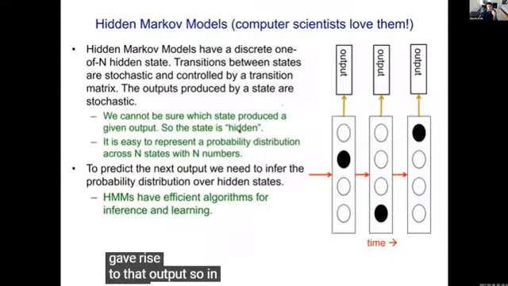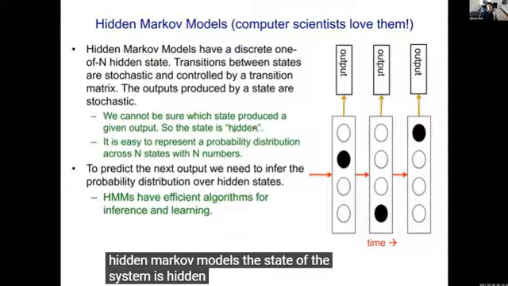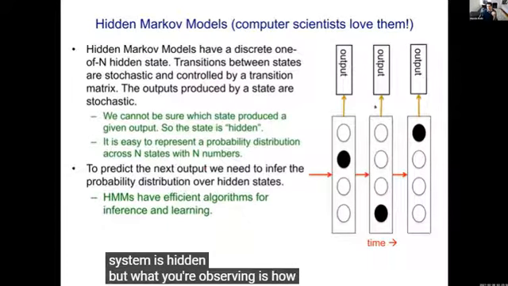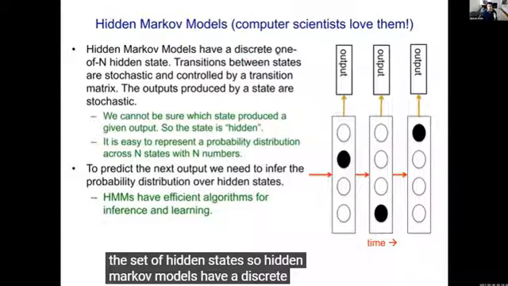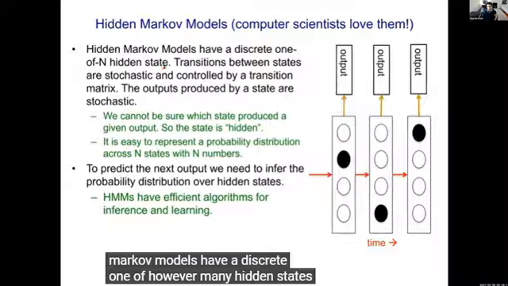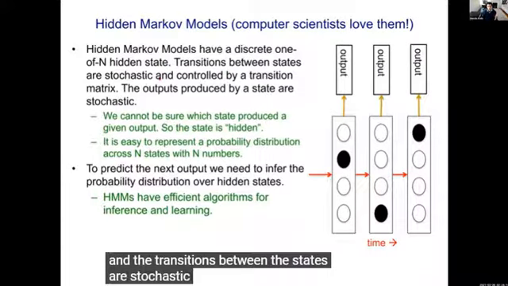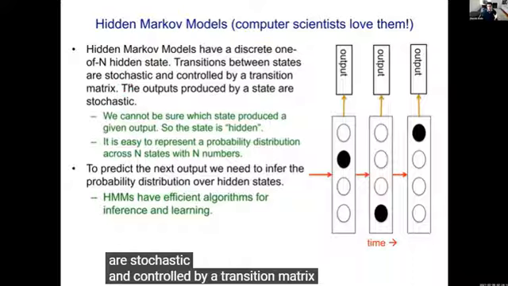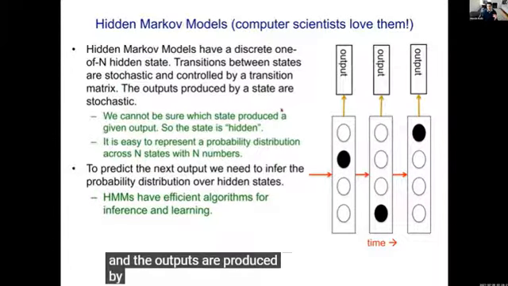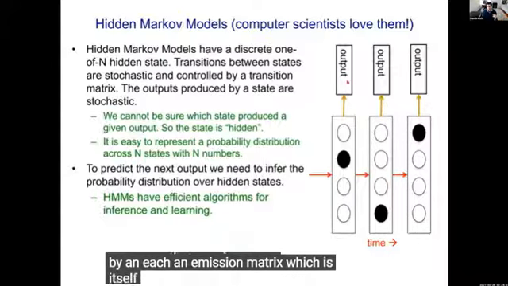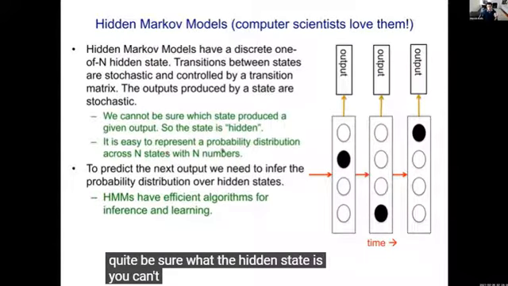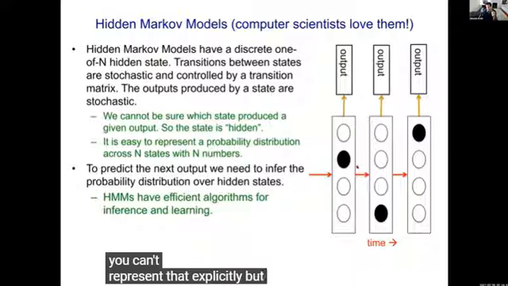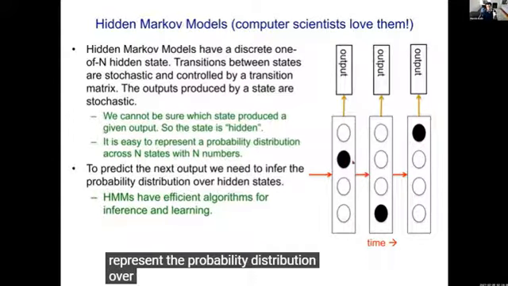So in hidden Markov models, the state of the system is hidden, but what you're observing is how probable is the particular sequence that I have given the set of hidden states. So hidden Markov models have a discrete one of however many hidden states, and the transitions between the states are stochastic and controlled by a transition matrix. And the outputs are produced by an emission matrix, which is itself stochastic. So you can't quite be sure what the hidden state is. You can't represent that explicitly, but you can represent the probability distribution over those hidden states.